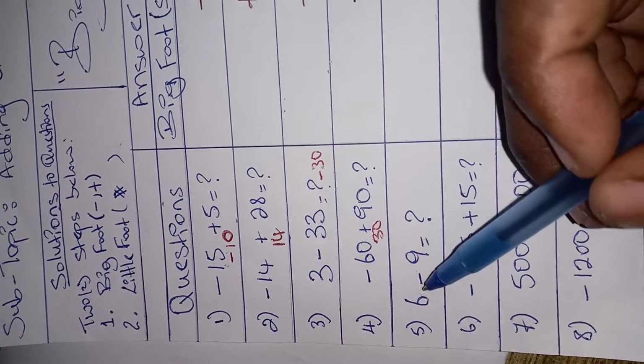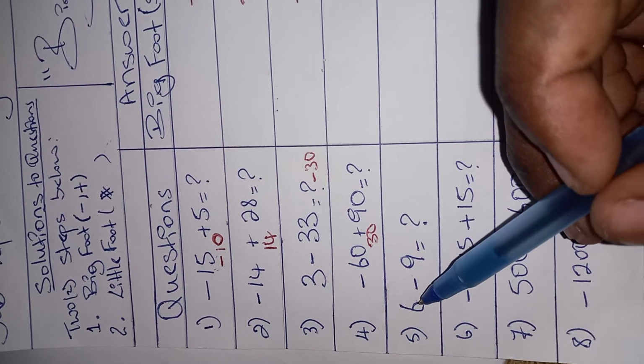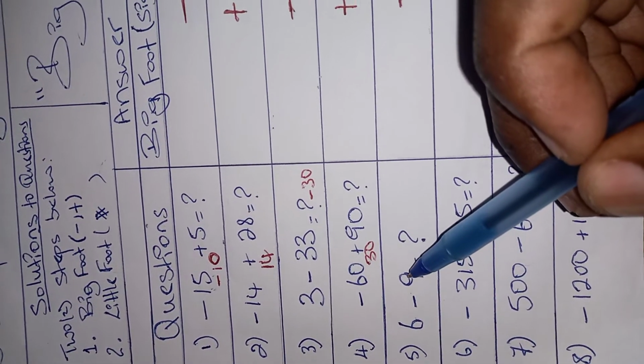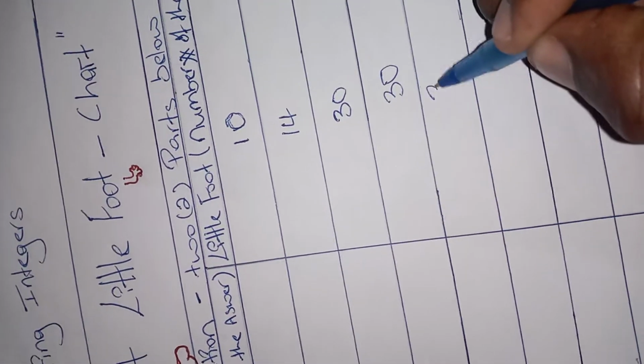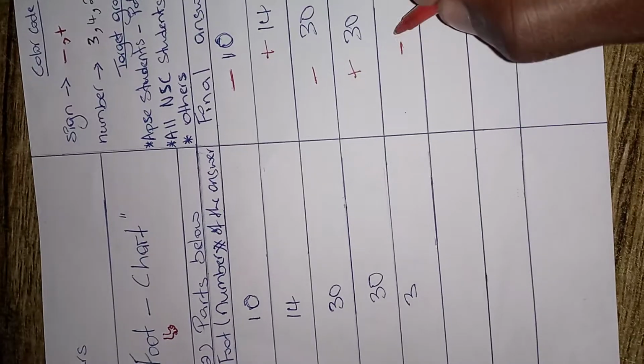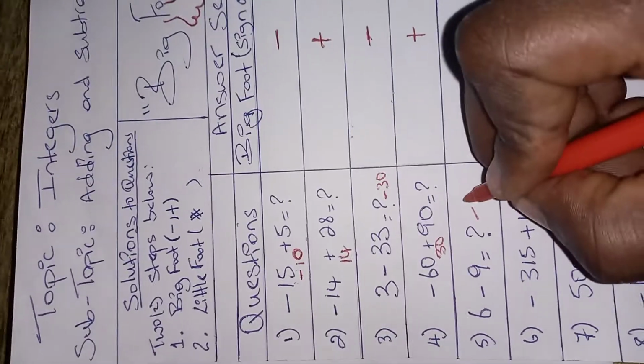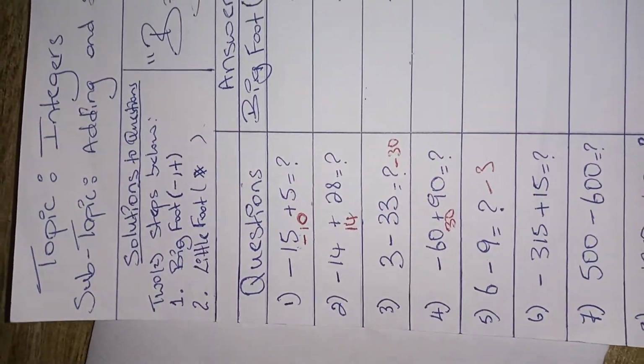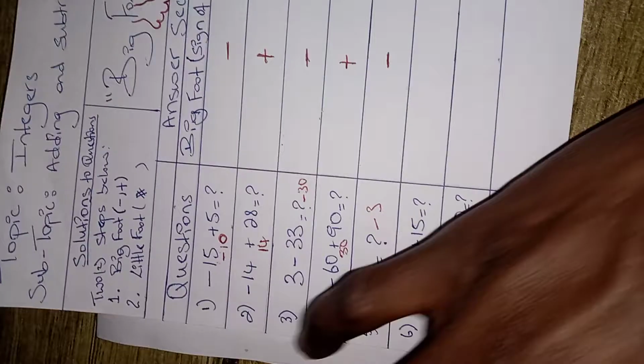So you have 9 and you take away 6 from it. 6 from 9 leaves you with what? 3. So the answer will be what? Negative 3. Okay, so you put negative 3. You see how easy these are? Don't worry yourself, we're doing this together, but I'm going to give you some to do on your own, okay?